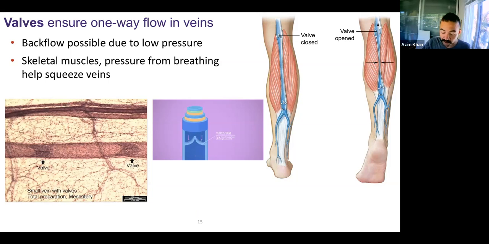What we do have are skeletal muscles. Skeletal muscles can squeeze on veins and push blood forward. It opens up valves in one direction, but it can't go back in another. And just the act of breathing, because it expands our body, our thoracic cavity, keeps things moving. That allows blood to move forward.